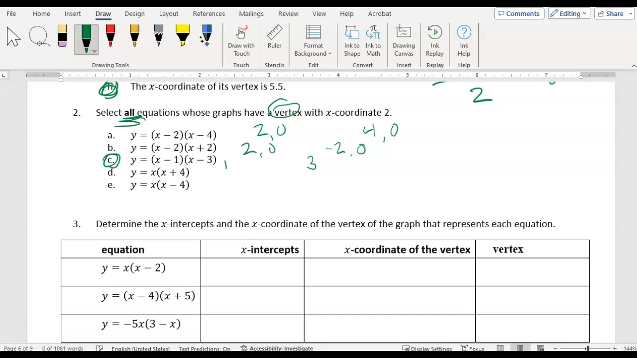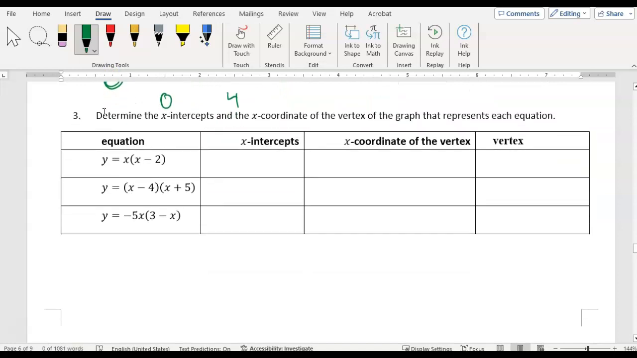Notice it says select all equations, so I'm going to keep looking at all of them. This one would also have 0 and 4 as the x-intercepts. The midpoint between 0 and 4 is 2, so that also works. And here, oh, actually, nope, I'm sorry. Scratch that. I made a mistake because it's positive 4, so this would be -4, so this would be -2. But this one would be 0 and +4, so the midpoint between those would be 2, and therefore the vertex would have an x-coordinate of 2.